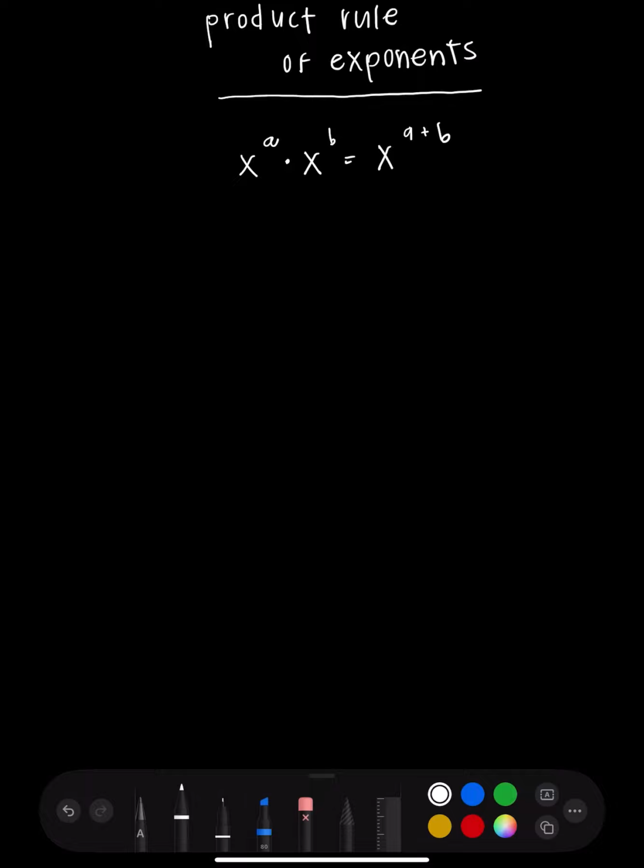Hi everyone. Today we're going to be talking about the product rule of exponents. There's a couple of rules for exponents, and we'll go through each one in different videos. But the product rule says that if I have the same base, or the bigger number or variable, and they have two different exponents, and I'm multiplying those two things together, I actually add the exponents together.